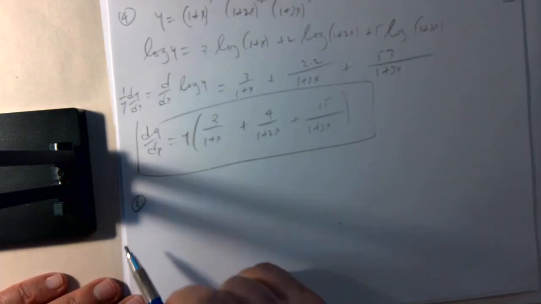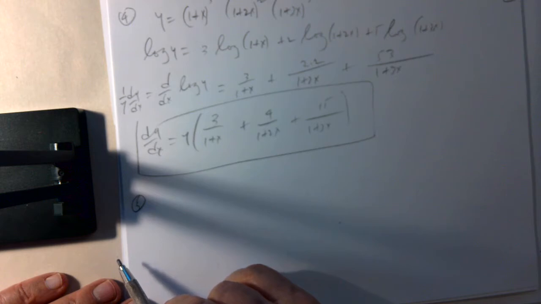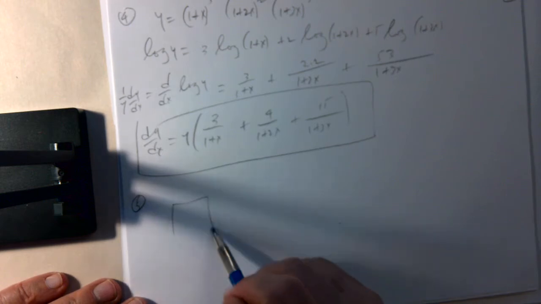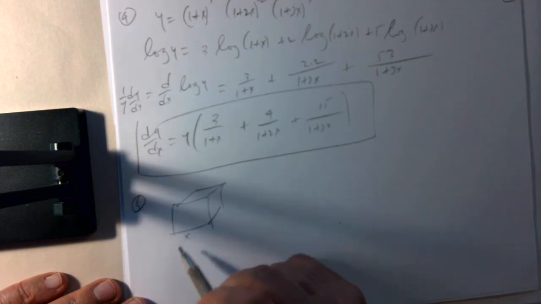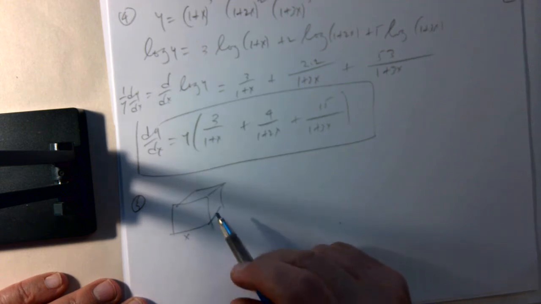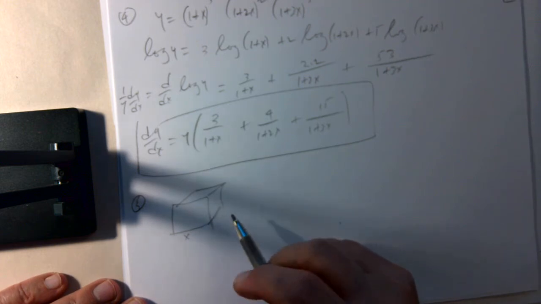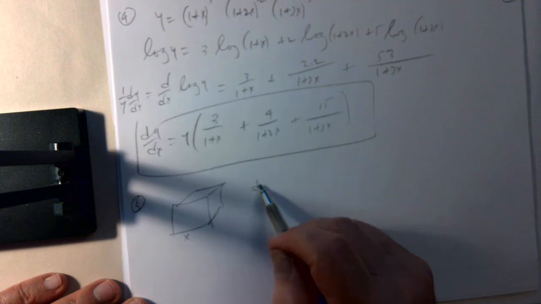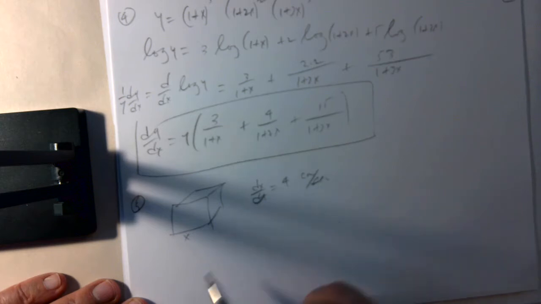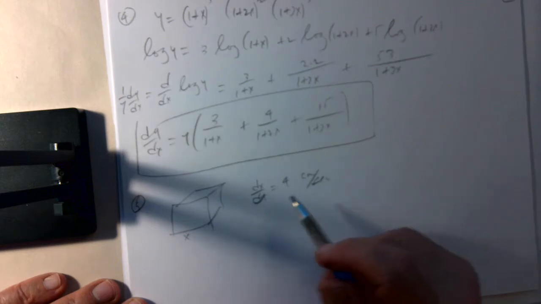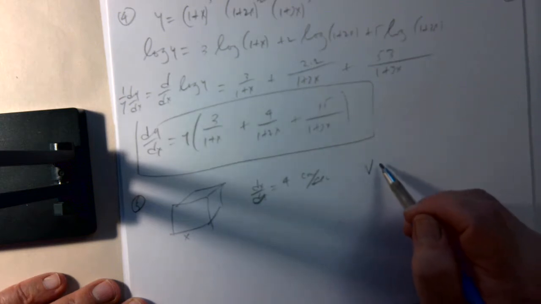Problem 5 is a related rate problem. We have a cube, and let's say the side of the cube is x. And we're told that the edges of the cube are expanding at a rate of 4 centimeters per second. So the rate of change of x with respect to t is 4 centimeters per second.